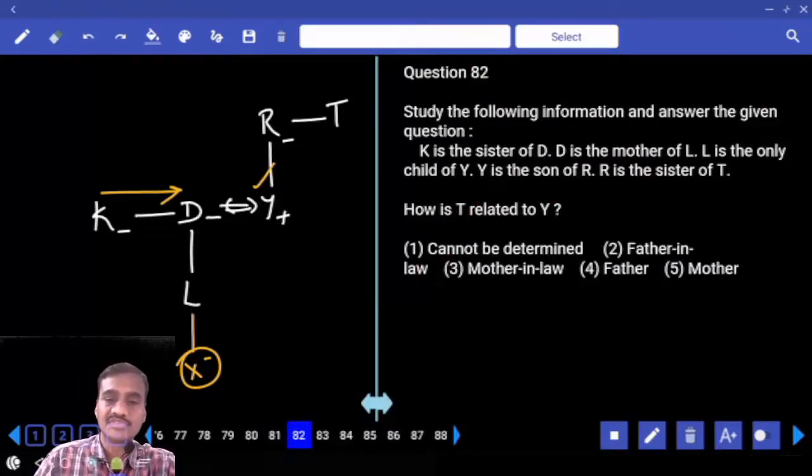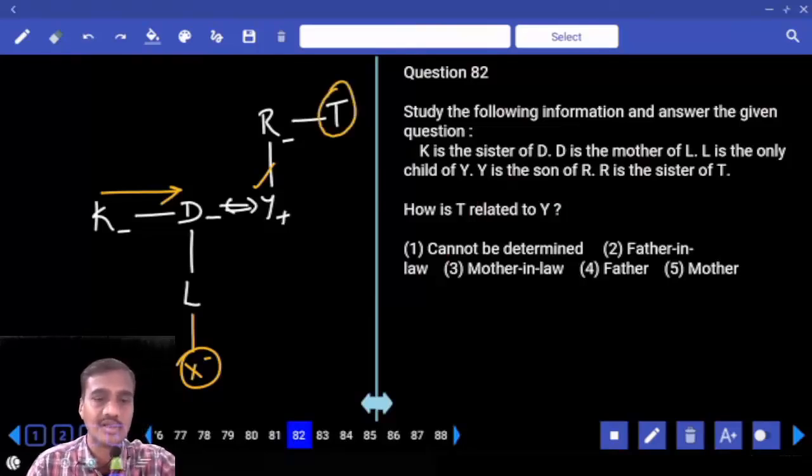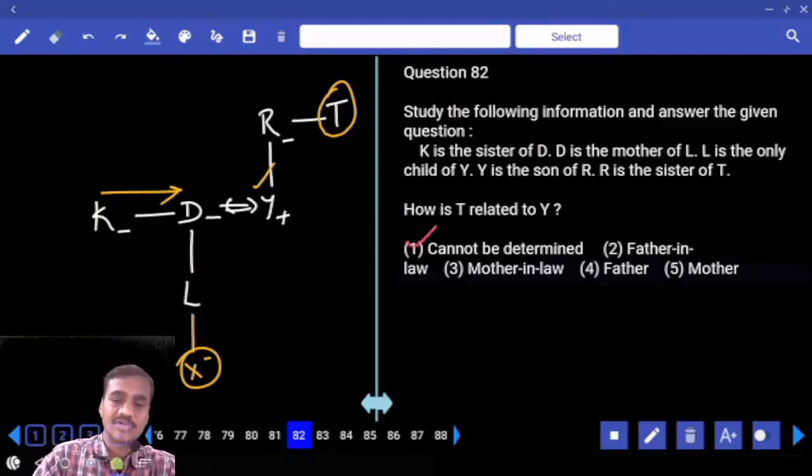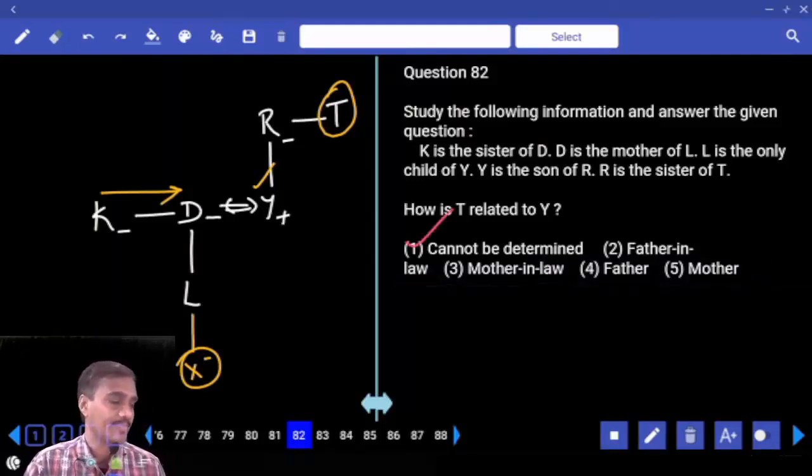Then 82, how is T related to Y? Now the gender of this T is not known. If T is a male, uncle is the answer. Or if T is a female, aunt is the answer. And the answer could be either uncle or aunt. Cannot be determined. Choice 5 to question number 82.